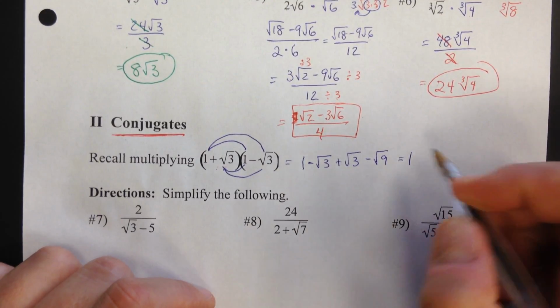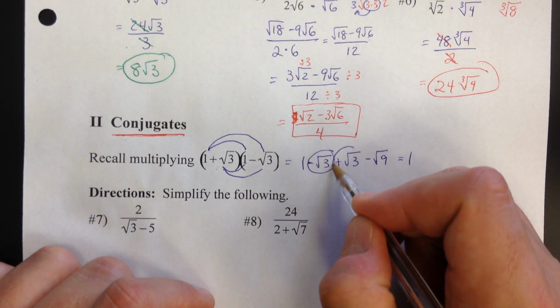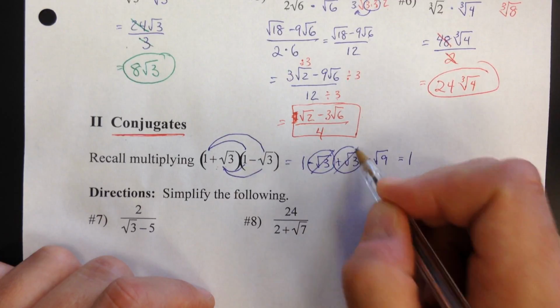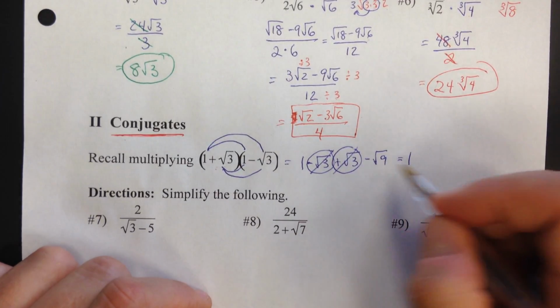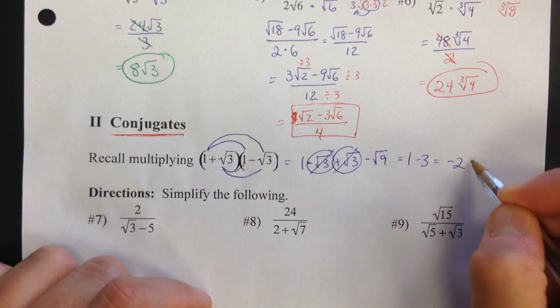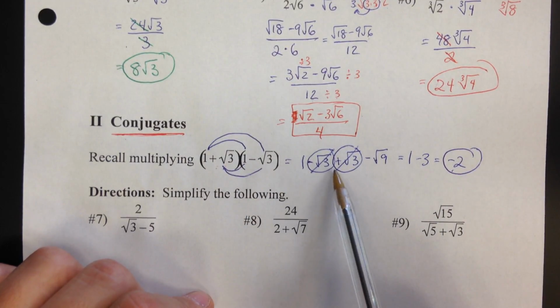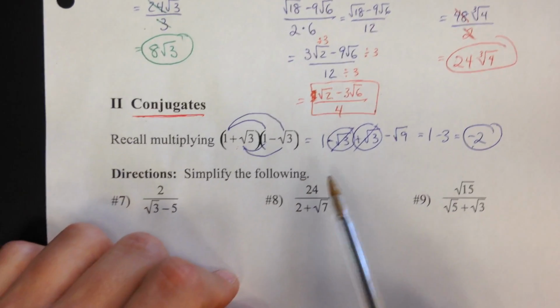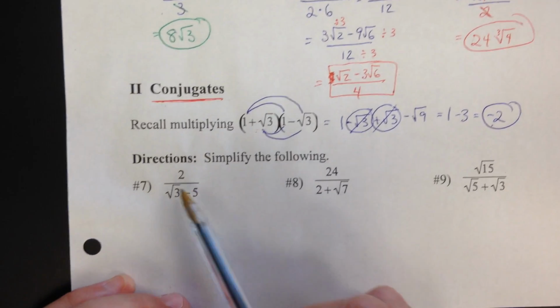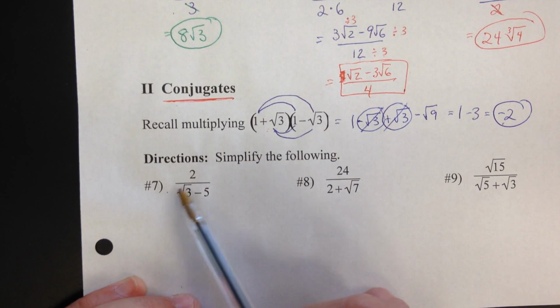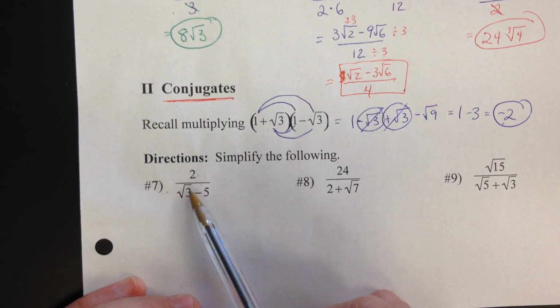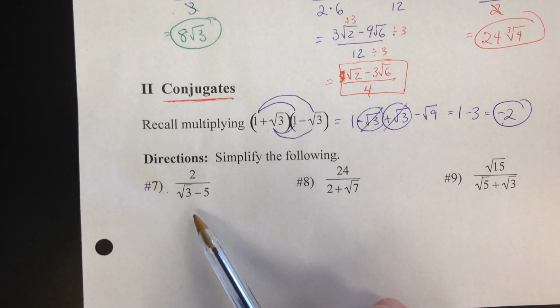So we get 1 minus root 3 plus root 3 adds up to 0. Those are opposites. So I get 1 minus 3, which is negative 2. Now notice what happened is the radicals canceled each other out. The middle terms canceled. So we're going to use that technique to do something like number 7. 2 divided by the square root of 3 minus 5.